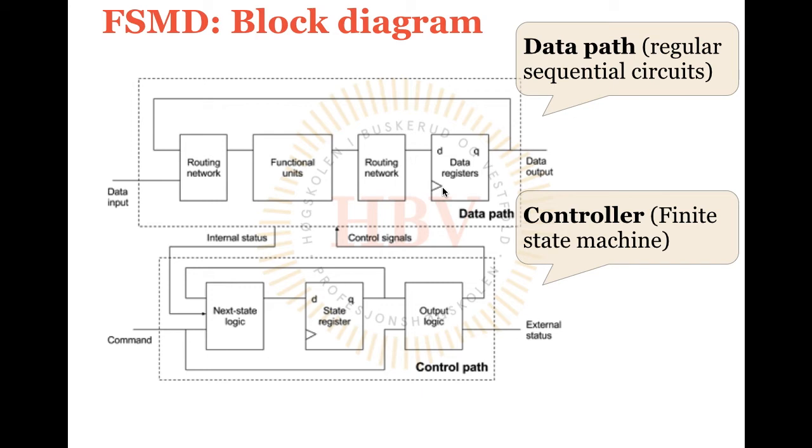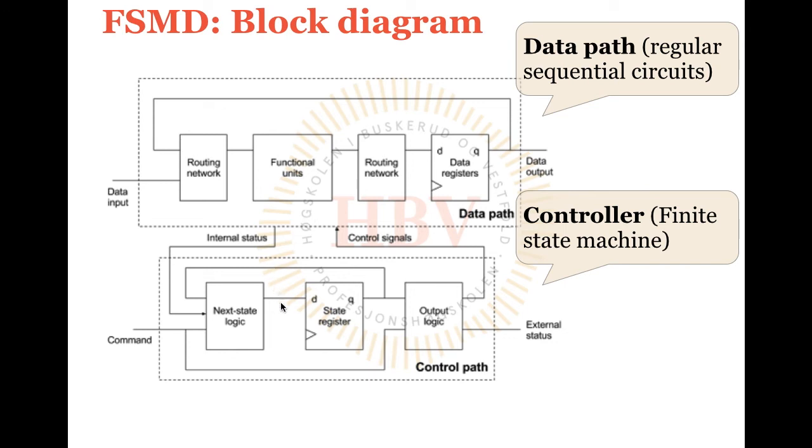In the data path we have different components. These are data registers. Data registers store the intermediate results. We have the routing circuit. The routing circuit is responsible for the connection and the selection using multiplexers. We have functional units. Functional units perform the data register transfer operation. Register transfer operation is just how data is transferred through the registers.